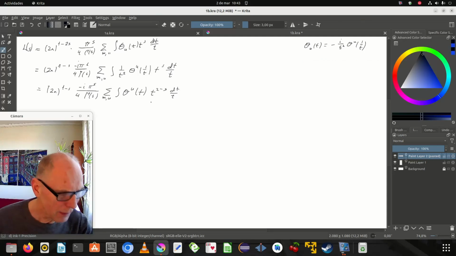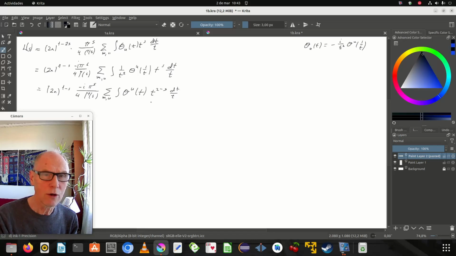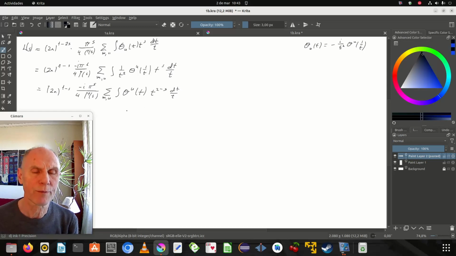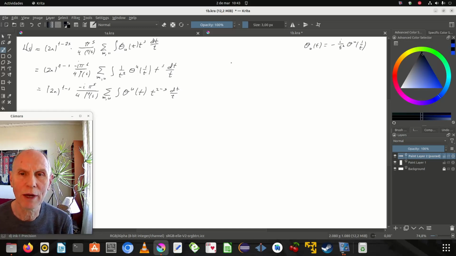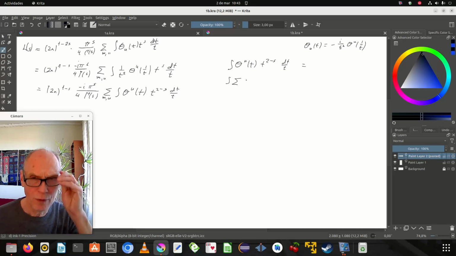They actually have made exactly this integral, or I don't know if this will become a factor 2, so I have to do it by hand. Now let's do that in its own right. We need the definition of theta super u.